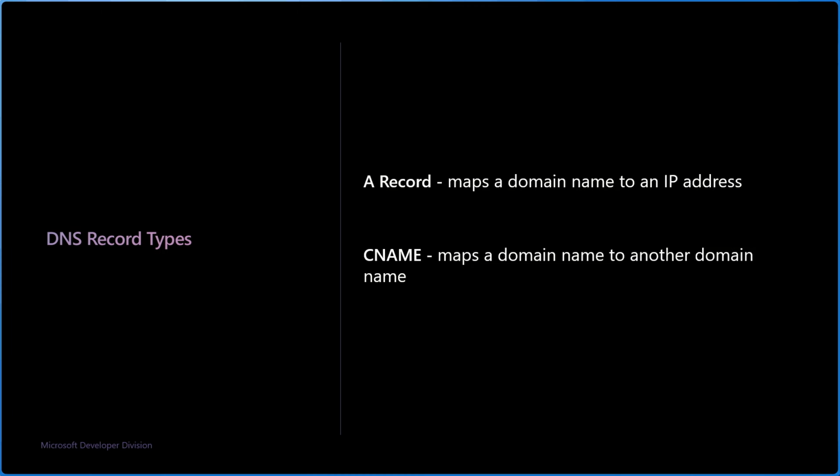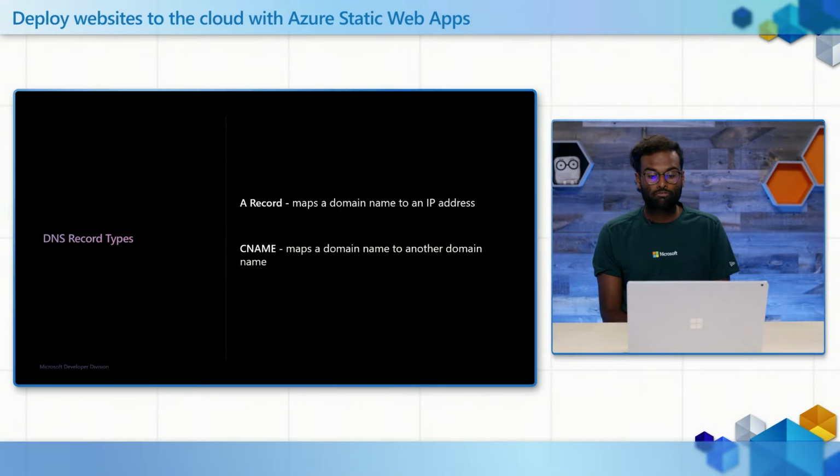For example, if you want to point yourdomain.com to the IP address 123.456.789, you would create an A record for yourdomain.com. A CNAME record is a DNS record that maps a domain name to another domain name. For example, if you want to point www.yourdomain.com to yourdomain.com, you would create a CNAME record for www.yourdomain.com with the value yourdomain.com. A CNAME record allows you to use the same IP address for multiple subdomains without having to update each one individually.